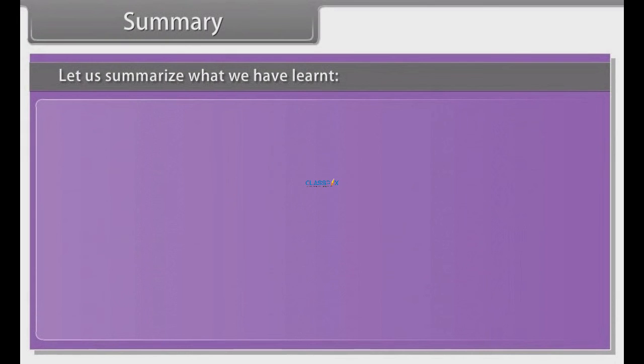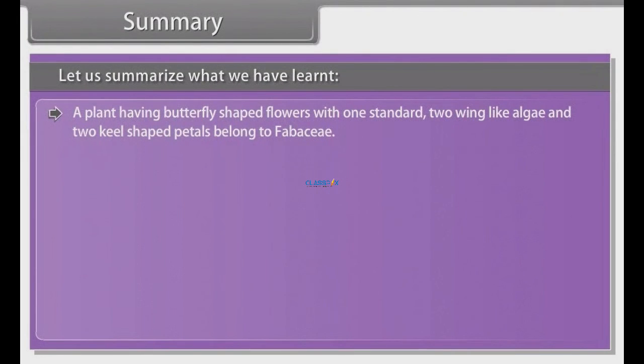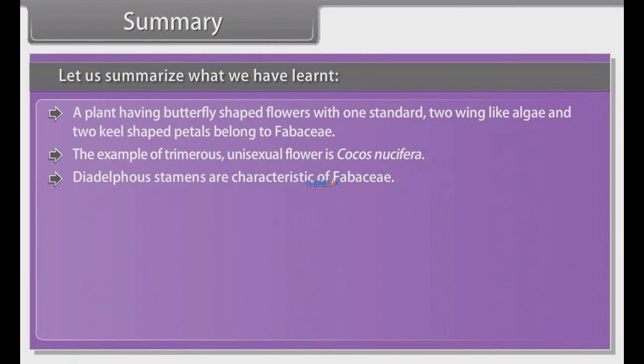Summary. Let us summarize what we have learned. A plant having butterfly-shaped flowers with one standard, two wings and two keel-shaped petals belongs to Fabaceae. The example of a trimerous, unisexual flower is Cocos nucifera. Diadelphous stamens are characteristic of Fabaceae. Tetradynamous condition is found in Brassica campestris.